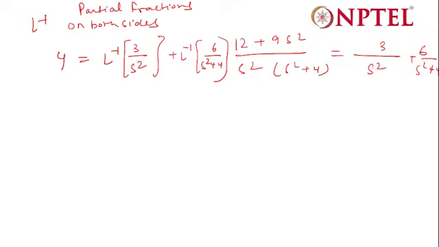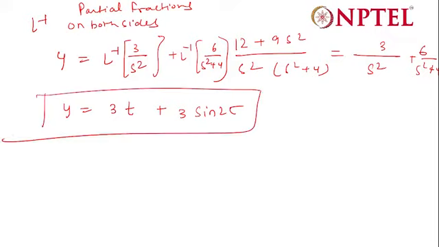Now the Laplace inverse of this will be 3 times the Laplace inverse of 1 by s square, which is t. Then again, if you take 3 outside, this will be the inverse Laplace transform giving sine 2t. So this will be your solution of that differential equation. This kind of big question we will solve later, maybe tomorrow.